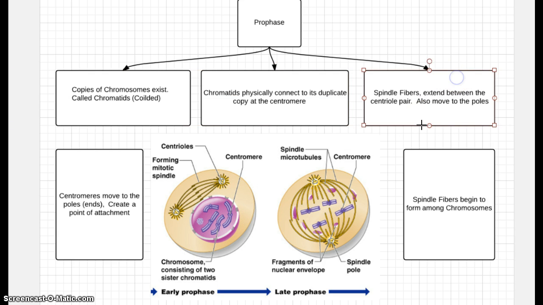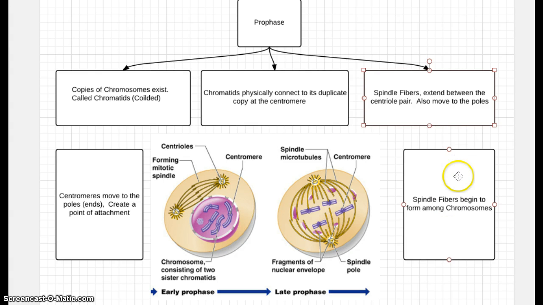And to continue to build upon this, you have spindle fibers, and these are pretty important. These extend between the centriole pairs that exist. Once again, the theme is also consistent with the spindle fibers. They begin to move to the poles of the region that they're located within. And then finally, the spindle fibers begin to form among the chromosomes, or the copies, also known as the chromatids.